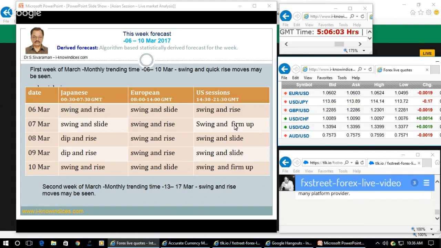Now, today is 6th of March. They are expected to make the swing and rise move during the Japanese session.